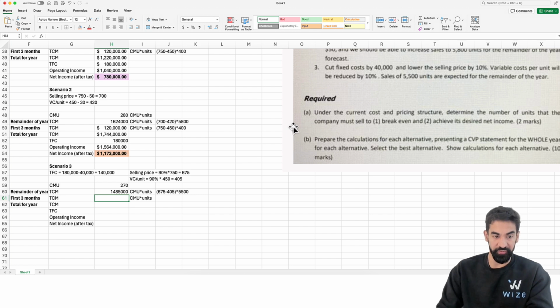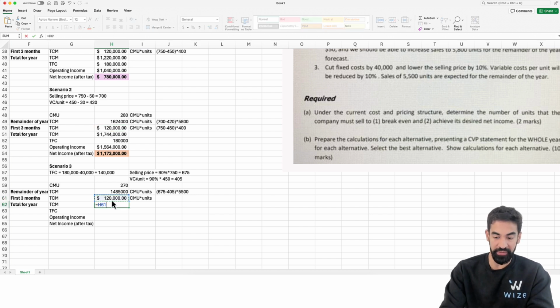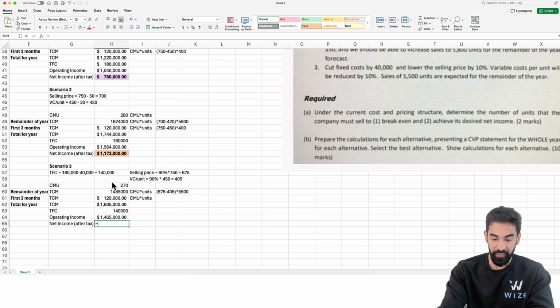What's the total contribution margin from the first 3 months? That's same as before. That didn't change. So it's like 300 times 400, 120,000. What's the total contribution margin? Add these two numbers together. Minus, did the fixed cost change? Yeah, this fixed cost before was 180,000 in the previous two scenarios. But now remember, we said it's 140,000. So I'm going to say here it's 140,000. So the operating income is going to be this total contribution margin minus the total fixed cost. That gives us this operating income. And then you times that by 75%. And that'll give you this final answer for the net income after tax.